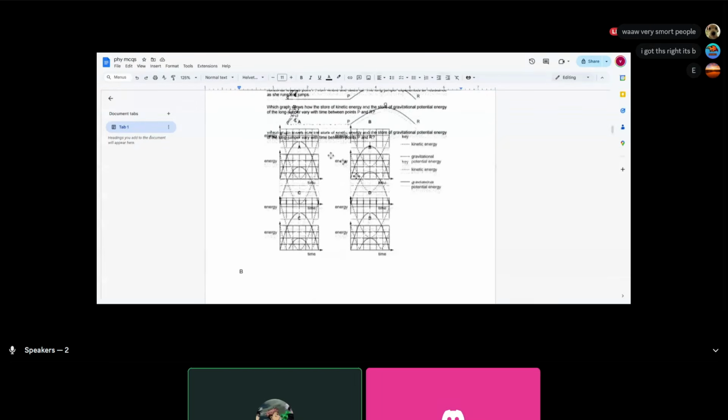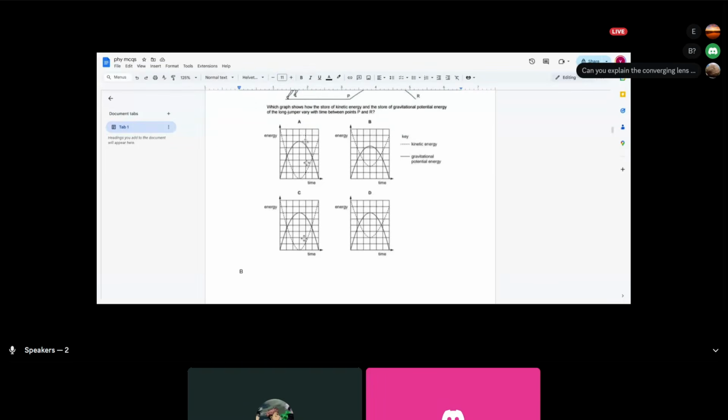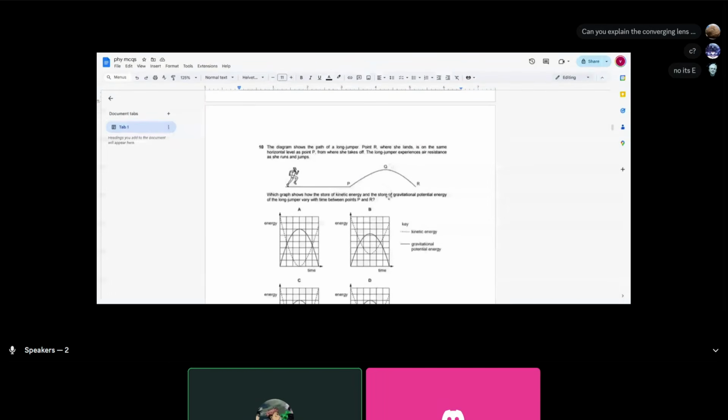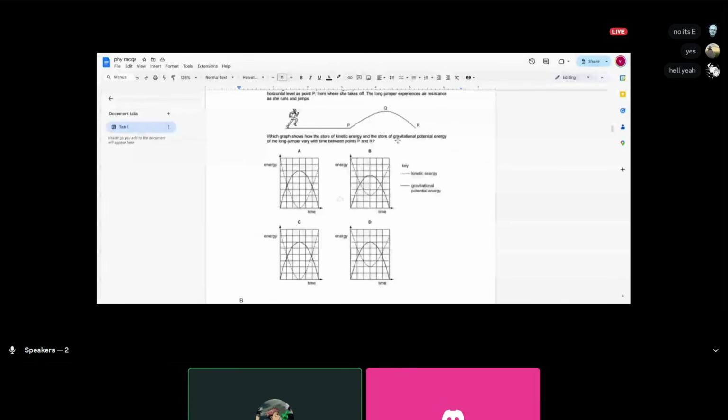Now, the first thing we can do is instantly get rid of A and C. We know they're wrong because kinetic energy never drops to zero. They mention that she's moving. She's always moving. Even at R, she's still moving.